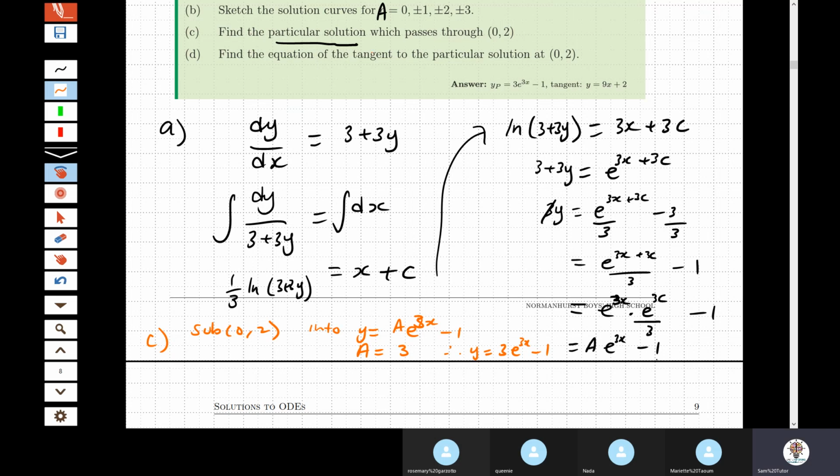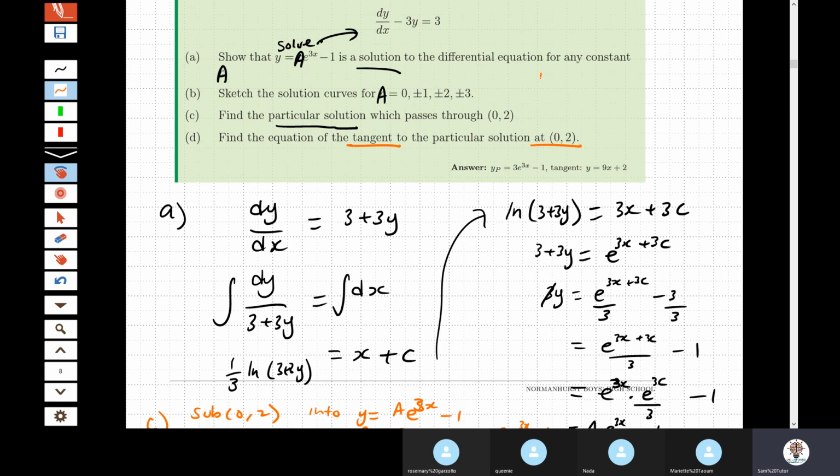Okay, and then find the equation of the tangent to the particular solution. All right, what do you do? Differentiate 9e^3x, then you want to find your tangent. So y minus... yeah, not yet. You've got to find your gradient first, right? Sub in 0, and then y minus y1 equals 9(x minus 0). And then you should get y equals 9x plus 2.